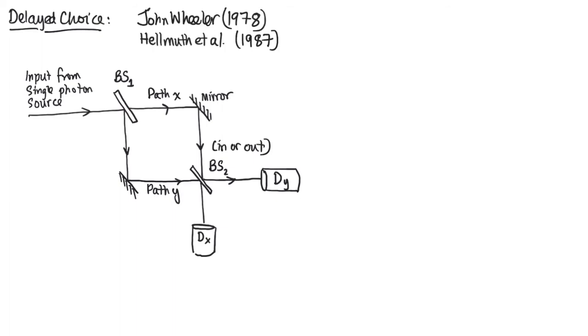Incidentally, this idea of delayed choice, meaning choosing to put in or not beam splitter 2 after the photon has passed beam splitter 1, was proposed by a physicist named John Wheeler in the late 70s and was actually implemented and done experimentally by Helmuth et al. in 1987.